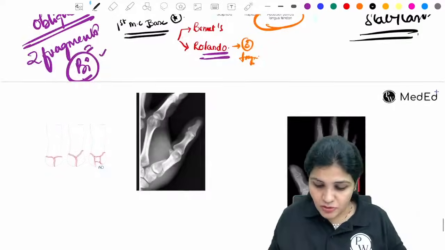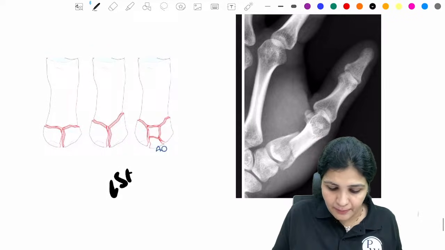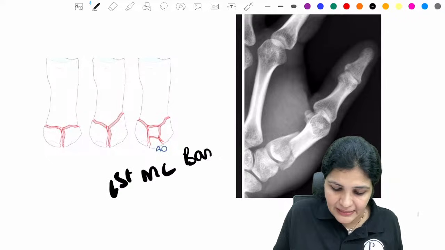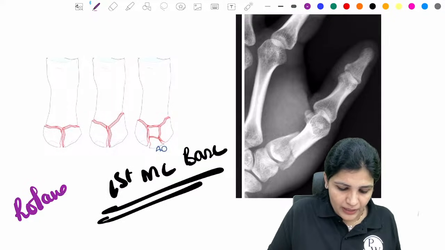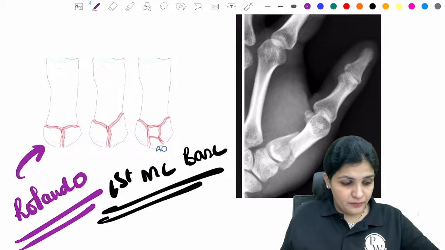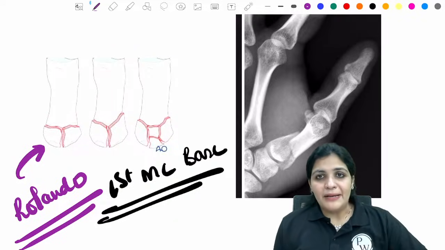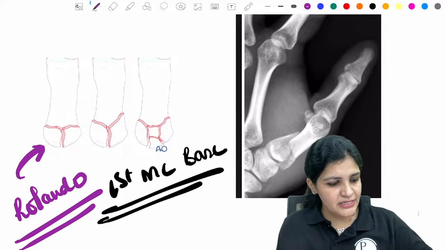Okay, now coming to its friend. I told you about this CMC joint. So at the first metacarpal base, he has one more friend, that is your Rolando. This Rolando is a subluxation. What is subluxation? Then I have to teach you what is dislocation and subluxation.